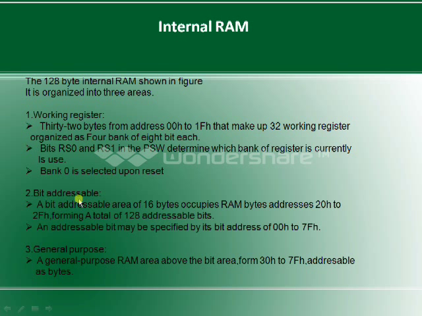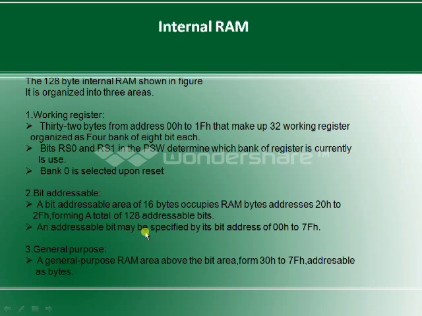The bit addressable area of 16 bytes occupies RAM byte addresses from 20 to 2FH, forming a total of 128 addressable bits. So 20 to 2F is a total of 16 bytes, and 16 bytes is nothing but 128 bits. So I can access an individual bit without modifying the content of the other bits. That is why this is called the bit addressable area.